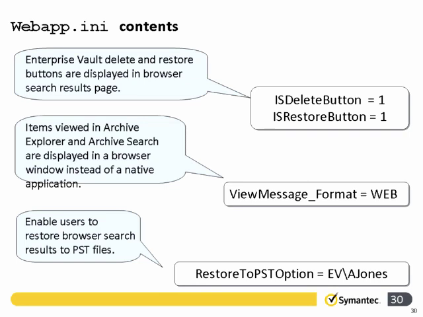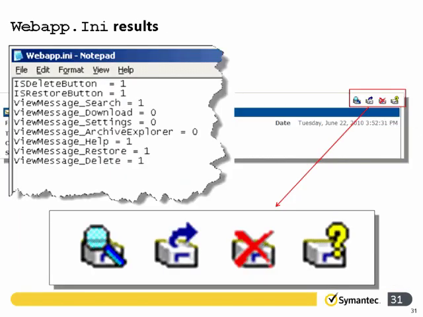Jones. If you need more detail about all the different things that can be configured within the web app INI file, do refer to the contents of the Administrator's Guide and the Enterprise Vault Administration Console Help System. Now we're going to go and look at what happens here.